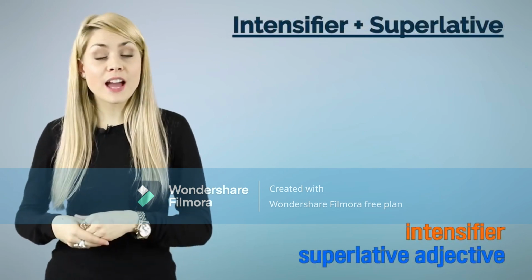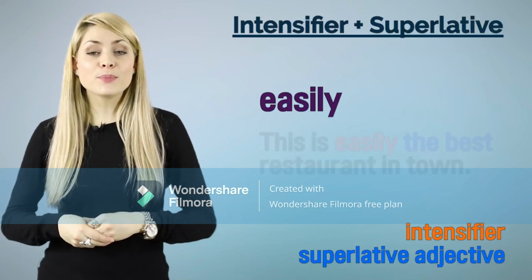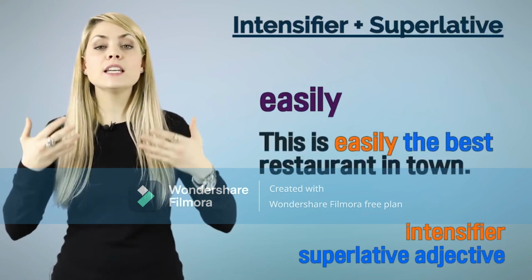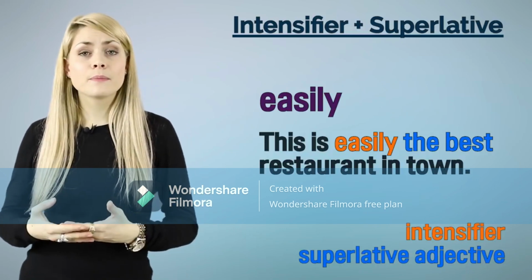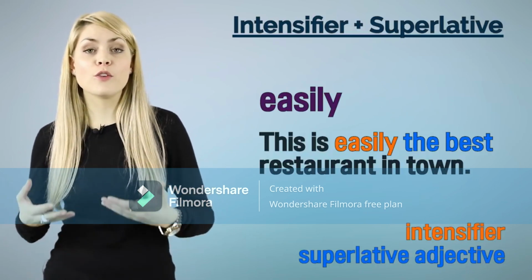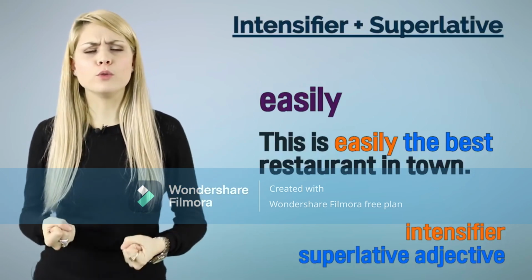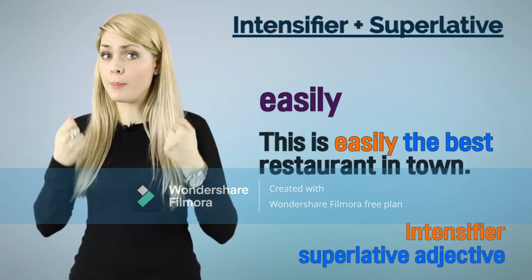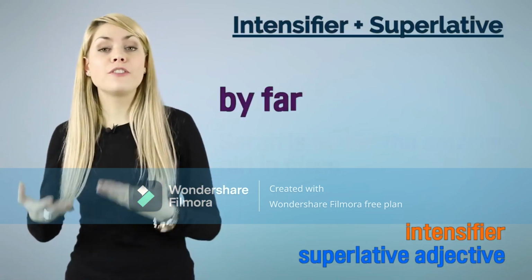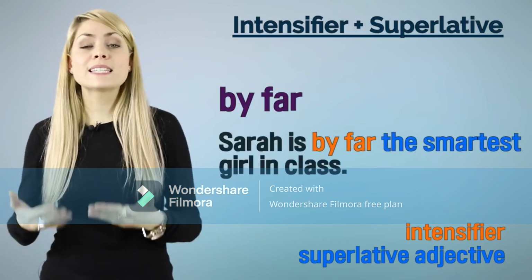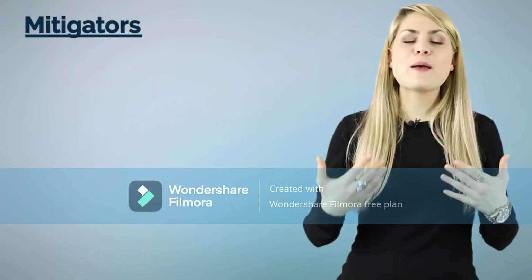With superlative adjectives, we can use easily. For example, this is easily the best restaurant in town. Best is the superlative form of the adjective good, and we make it even more powerful by saying easily the best restaurant. And we also use by far. For example, Sarah is by far the smartest girl in class.